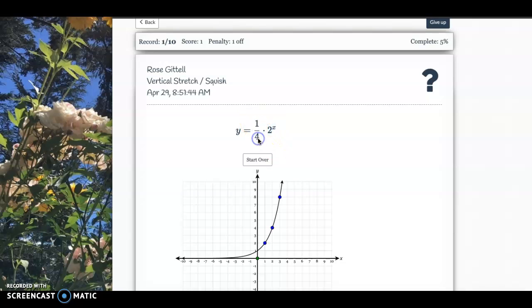So how do I know this is a squish? How do I know it's getting smaller? It's because the coefficient is a fraction. It's less than 1. So this is a squish because the coefficient's less than 1. It's the opposite of the one that I just showed you previously, which was a stretch because the coefficient was 3, which is greater than 1.